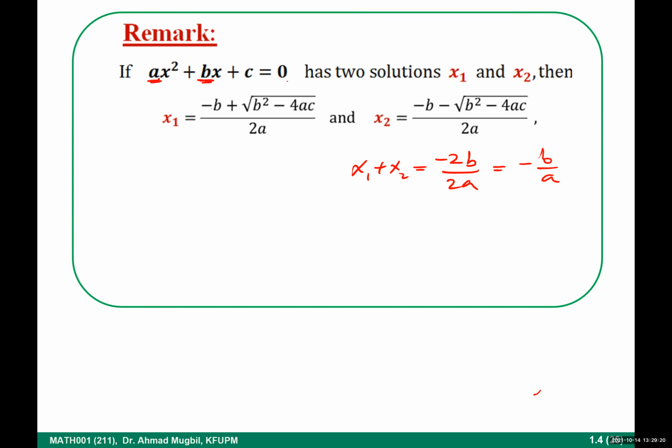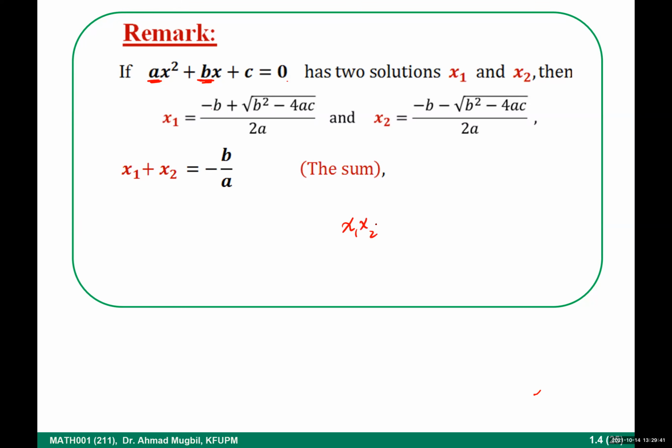So the sum is the negative of the coefficient of x over the coefficient of x squared. Here we are. The sum of the solutions of the quadratic equation is just the negative of the coefficient of x over the coefficient of x squared. Now for the product, if you multiply x1 by x2, what will you get?